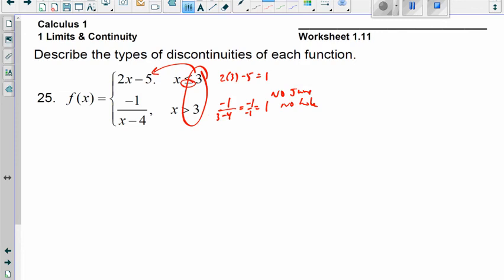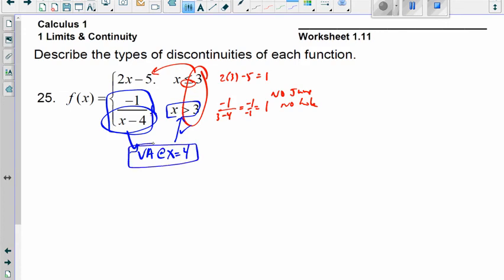Don't forget about each individual equation. This one has a vertical asymptote at x equals 4, and check, it works. That is bigger than 3, bigger than where the equation shows up. So that is our only discontinuity we need. Make sure you check the equations separately on their own.